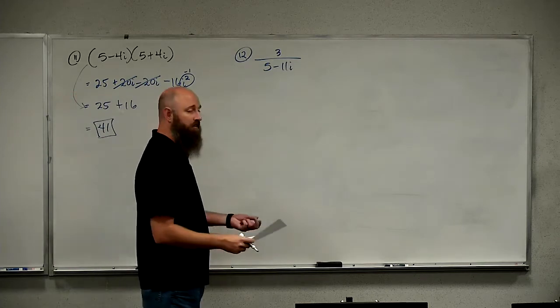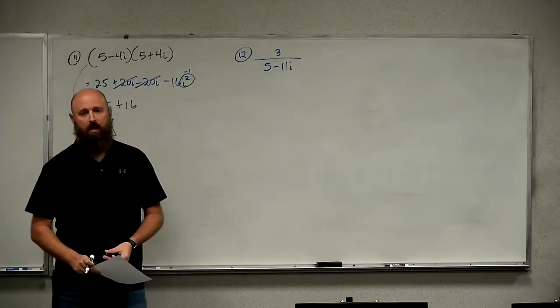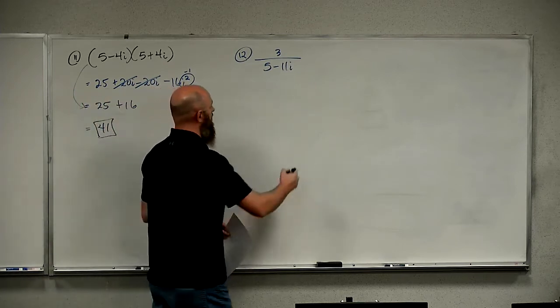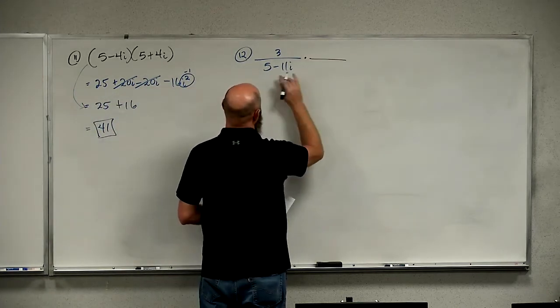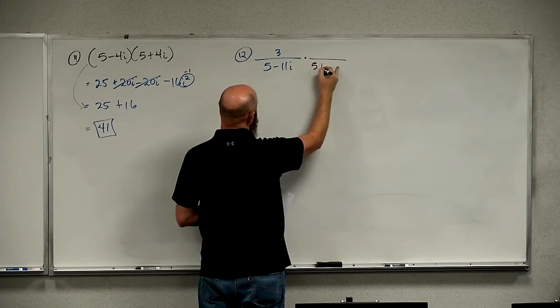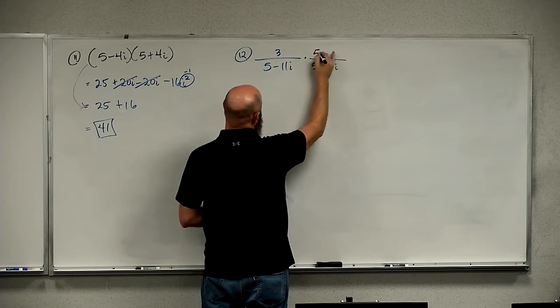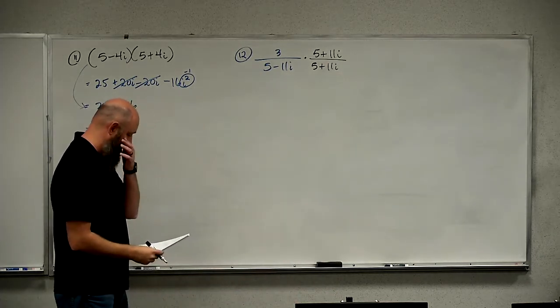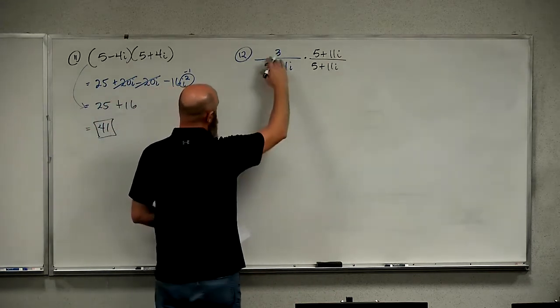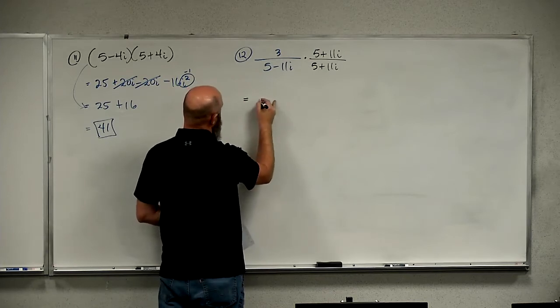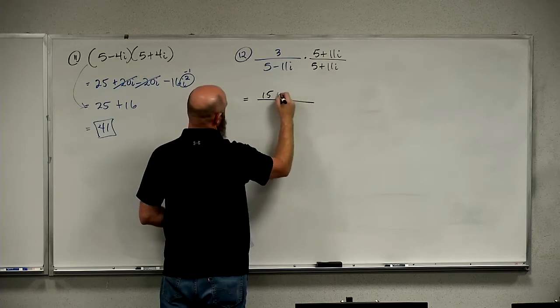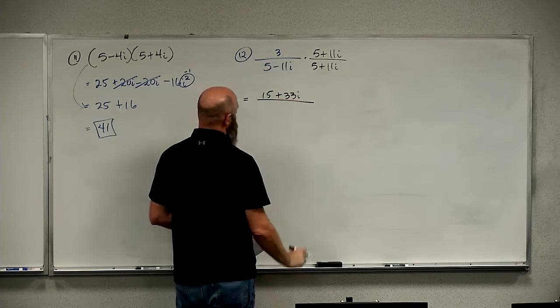Now, to get that off, just like we did with the radicals, without adding and subtracting, we're going to use the conjugate. So let's do that. So the conjugate here is going to be 5 plus 11i. Now on top, when we multiply there, we're going to get 3 times 5 is 15. 3 times 11 is 33i.